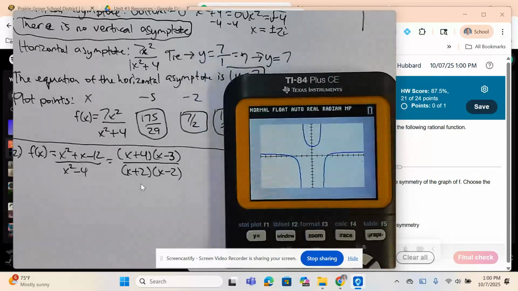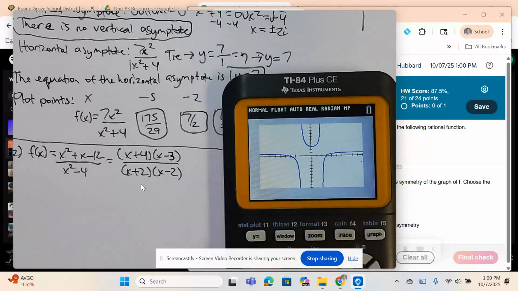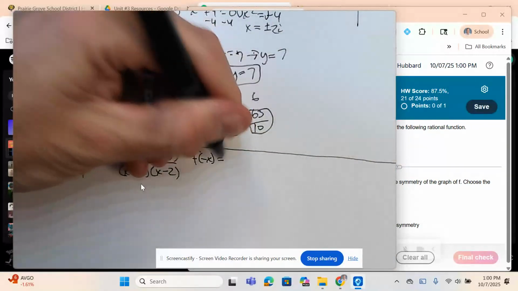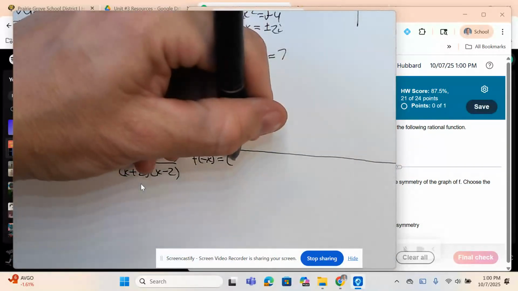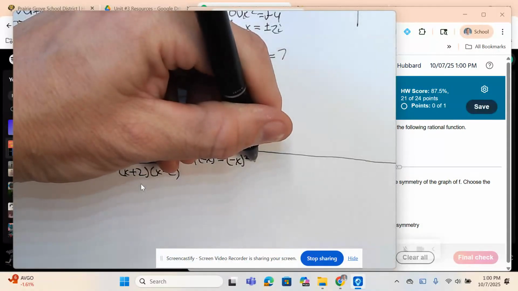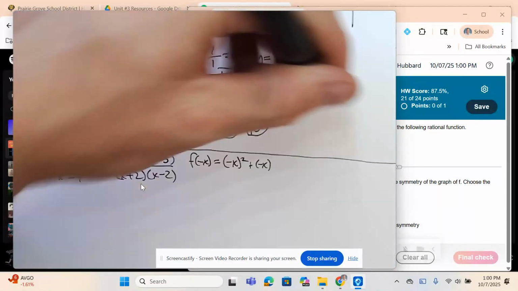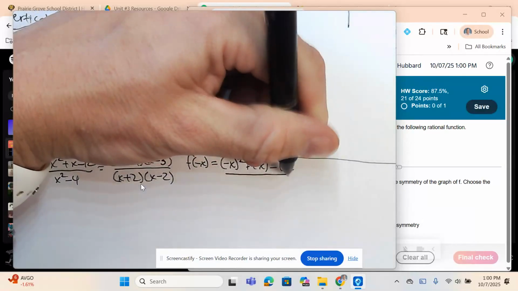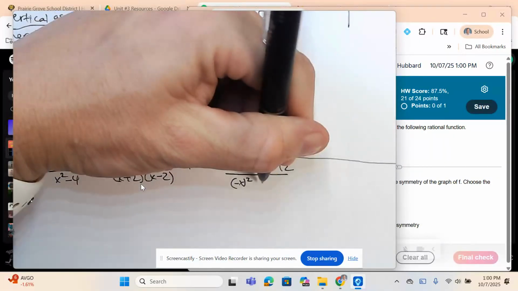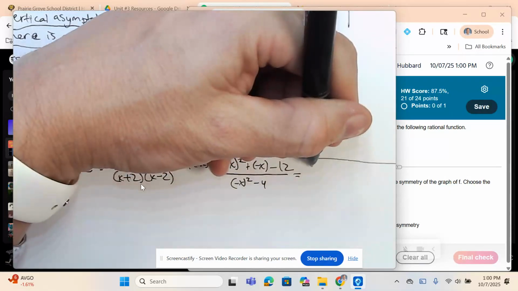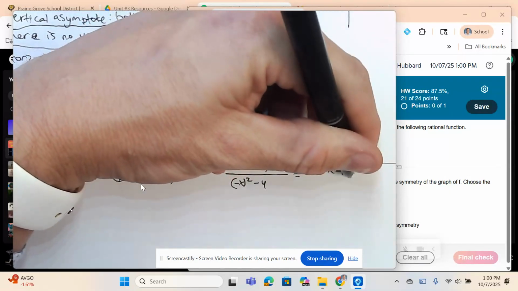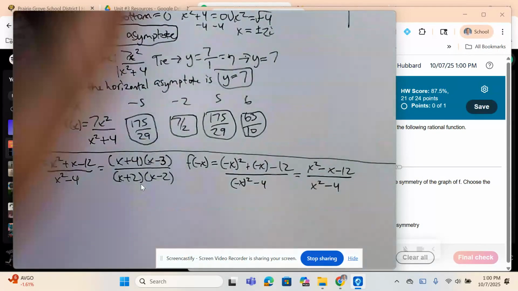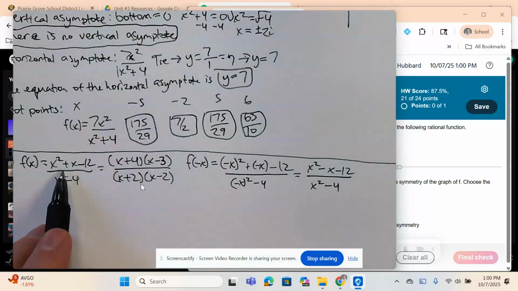Symmetry, there actually is some symmetry there if you notice. F of negative x is equal to negative x squared plus negative x. Actually, I don't think that's going to have symmetry, because the top, negative x squared minus x minus 12, divided by x squared minus 4, is not the same thing as that because of that x.